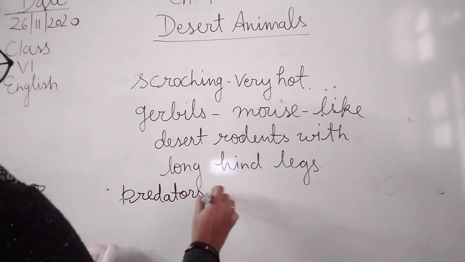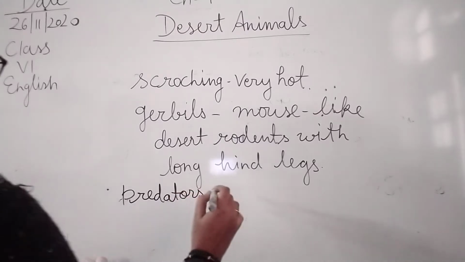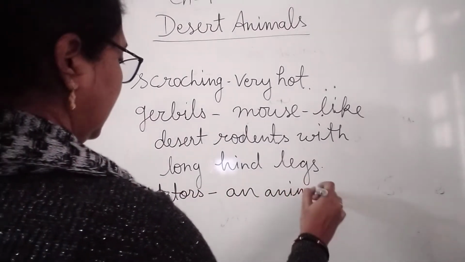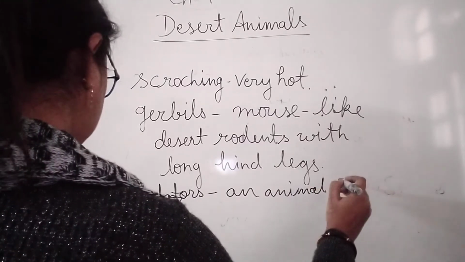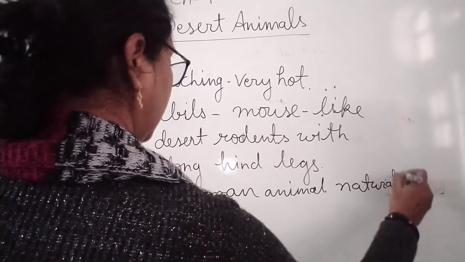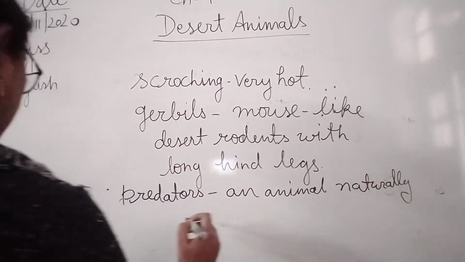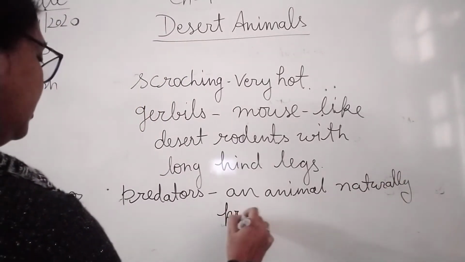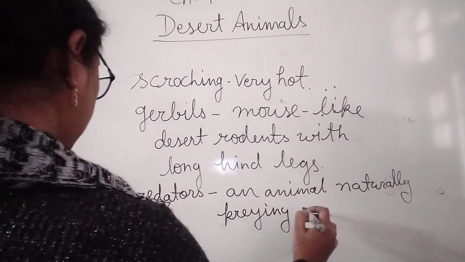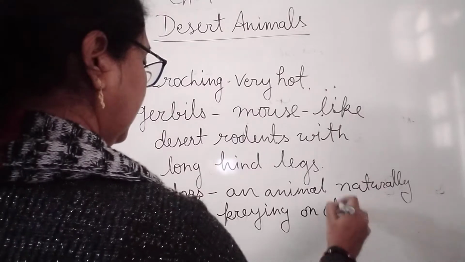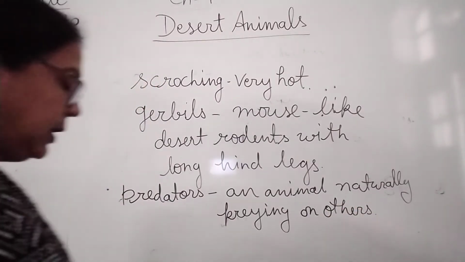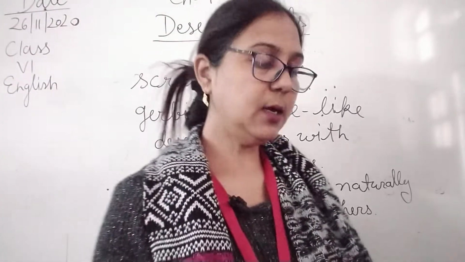Predators, that is an animal naturally preying on others. Now here children, see that mongoose like to hunt together.